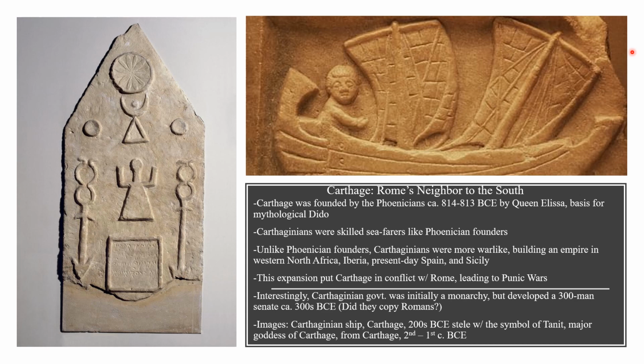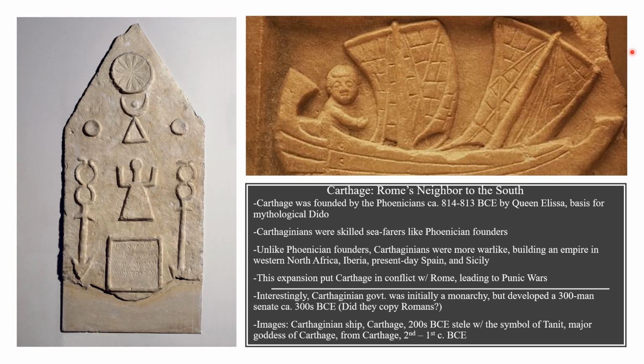The Carthaginians established their city in Carthage, in what is now Tunisia, in about 814 to 813 BCE. The city was said to be founded by a woman named Elisa, who would become the basis for the later Roman legend of Dido. We'll talk about Dido in a moment.